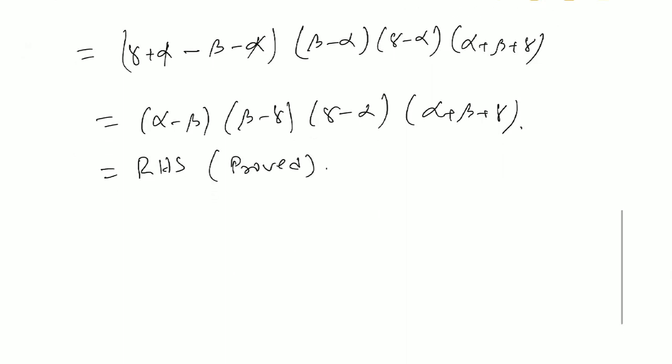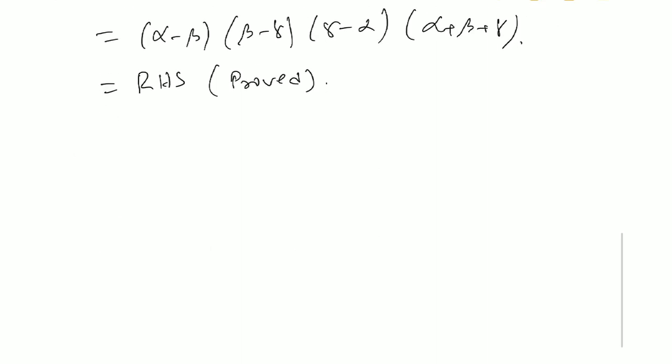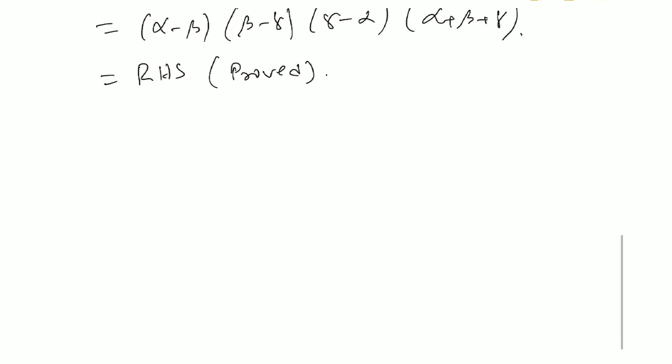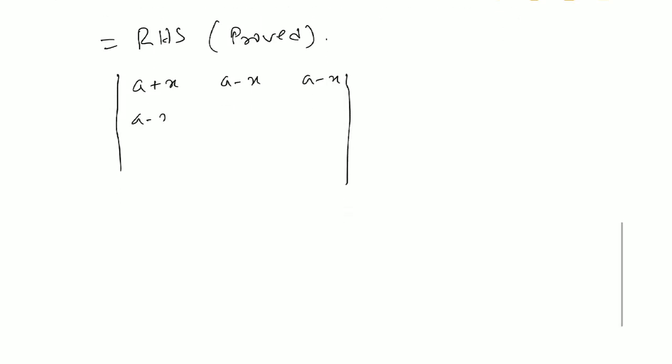Hence we proved it. Now let's dive into the second problem of determinant. We have a plus x, a minus x, and a minus x in the first row. In the second row we have a minus x, a plus x, and a minus x. Similarly we have a minus x, a minus x, and a plus x. We need to prove it as 0.